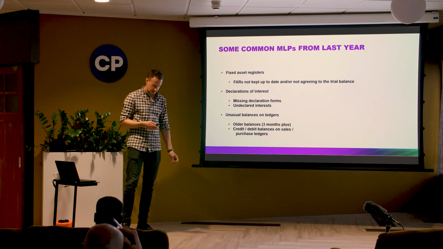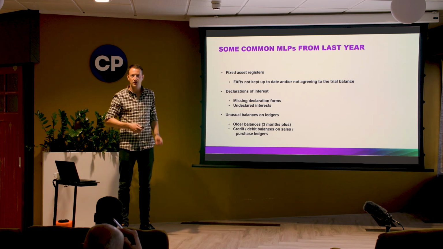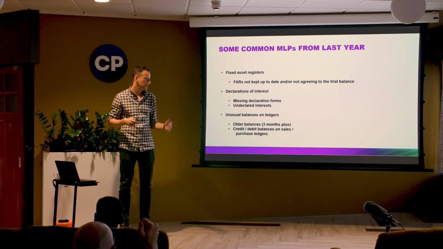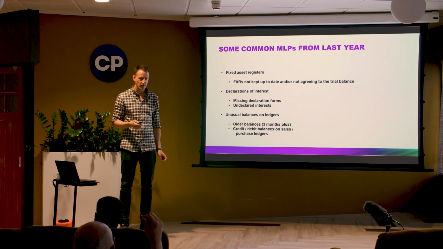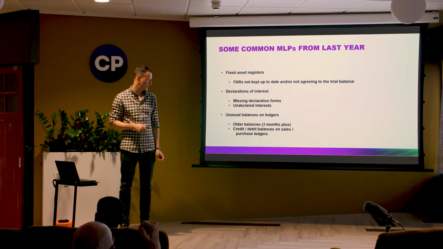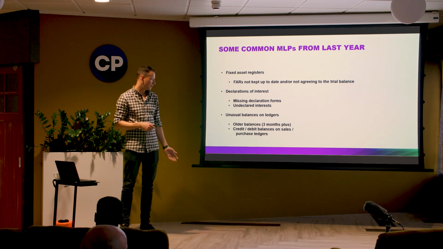The point I mentioned earlier, particularly around those debtor and creditor ledgers. Have you got any that are the wrong way? So credits on that debtor ledger, where you have them, identify what they are. Do they need a journal? Do they need correcting? And also if you've got any older balances.